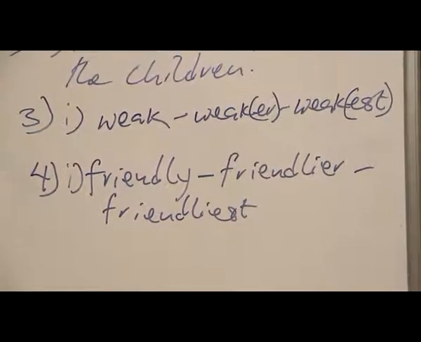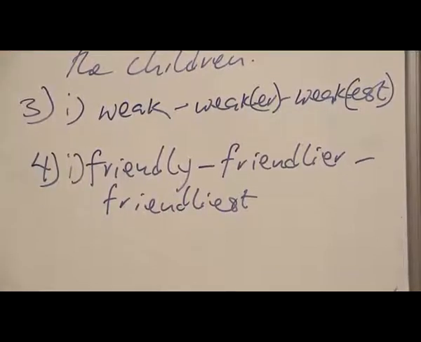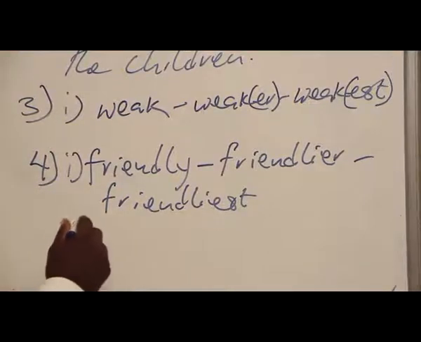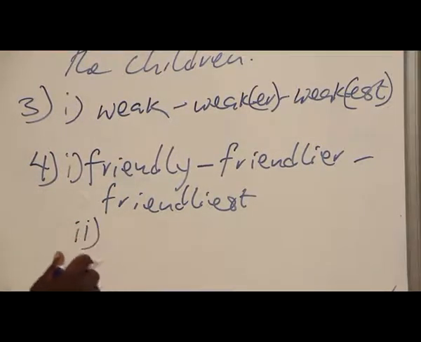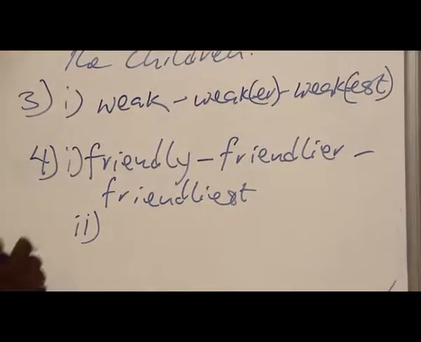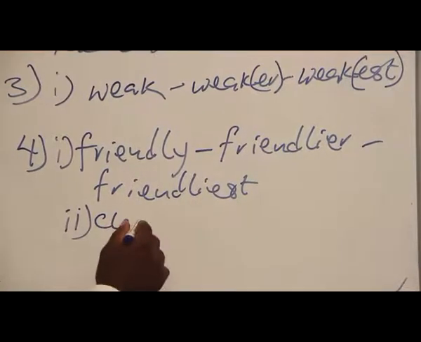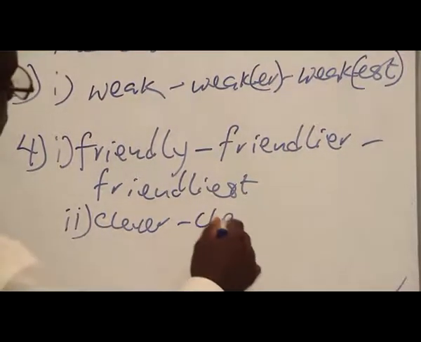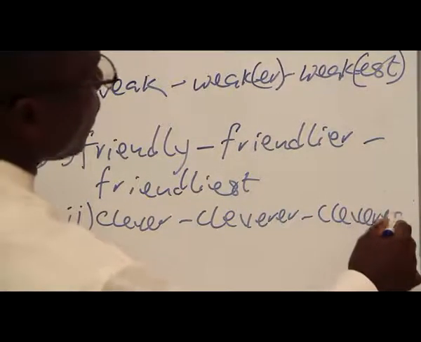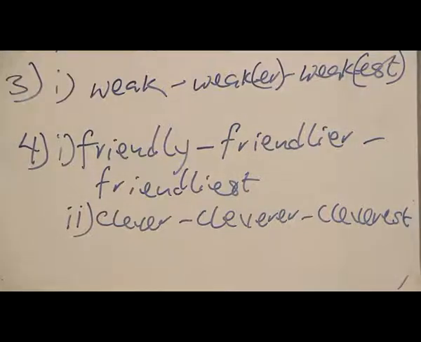Now, two syllable adjectives ending in ly. The word clever, even though it has two syllables, also uses ER and EST for its comparative and superlative forms. So we have clever, cleverer, cleverest. So that takes care of rule 4.